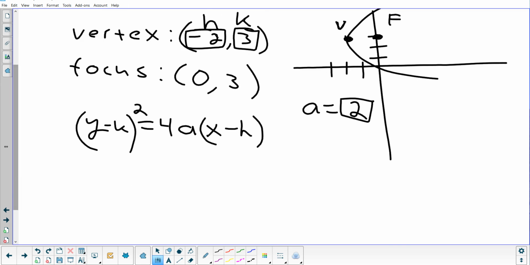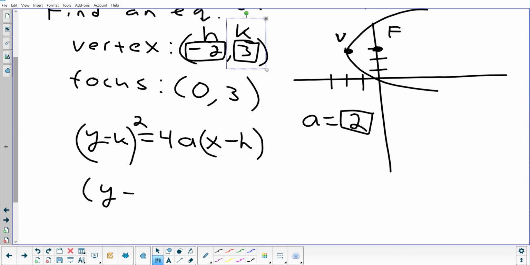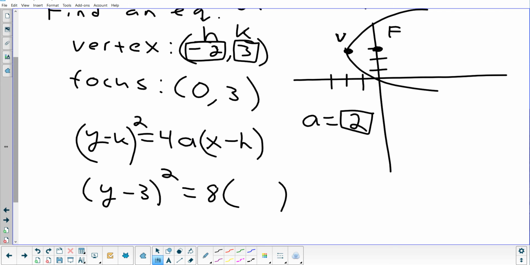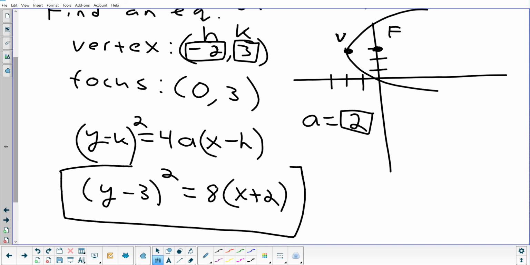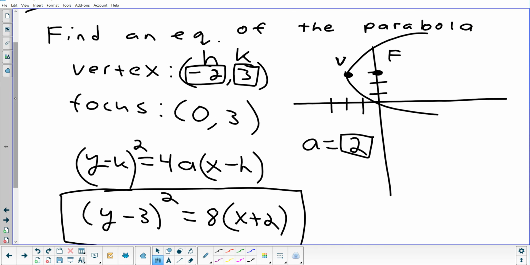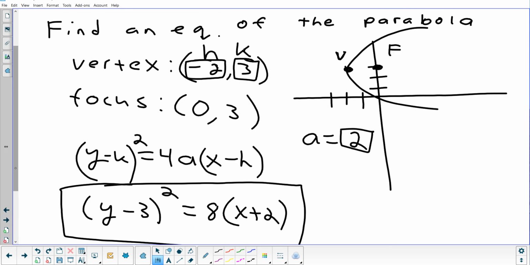Fill everything in and see what we get. Y minus 3. And you leave it just like that. You don't do any of it out. Y minus 3 squared equals. What number is going to be right after the equal sign once I fill in a? 8. And now be careful here. It's x minus h. And h is minus 2. So what am I going to end up with in the parentheses? X plus 2. It's x minus minus 2. And that's the equation of a parabola that's been shifted 2 units left, 3 units up, and it has a focus at 0, 3.